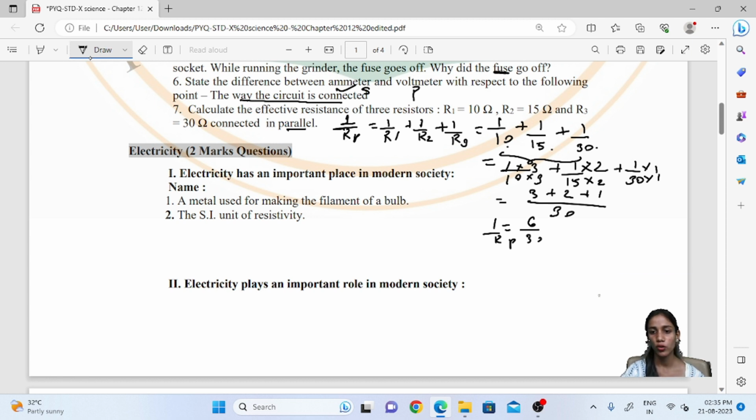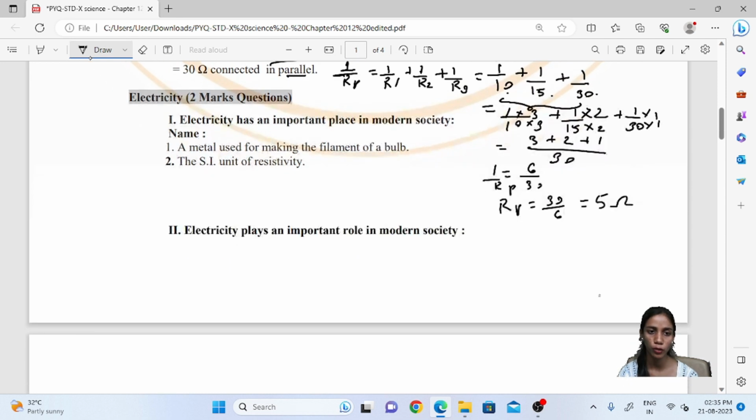So now how do I solve this? This is reciprocal. So I have to get Rp. I have to do reciprocal of this. Okay, so Rp is equal to 30/6, which will be equal to 5 ohms. So the effective resistance of the circuit of the three resistors is 5 ohms. Okay, so this is just an example of one of the numericals.